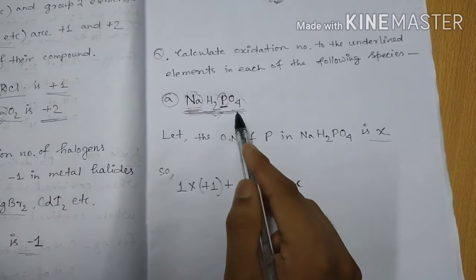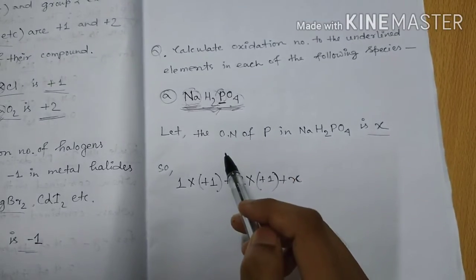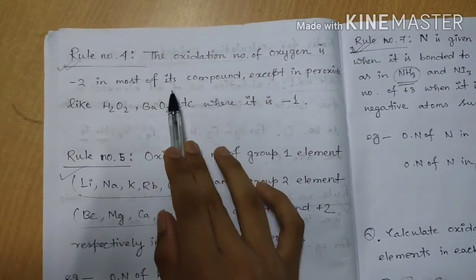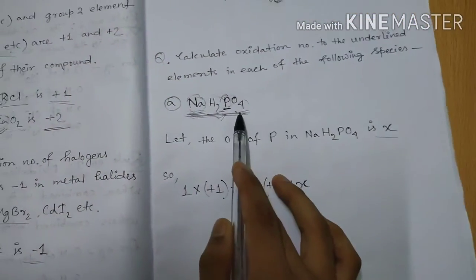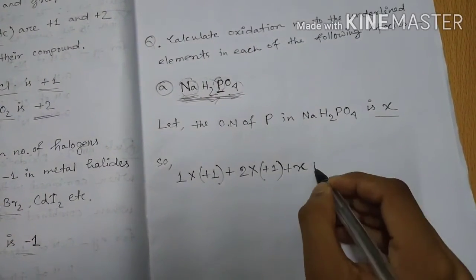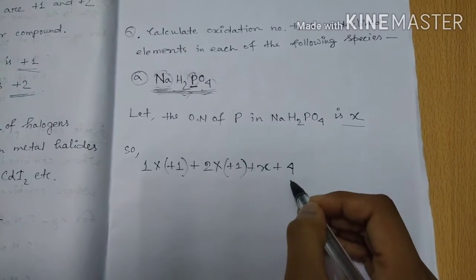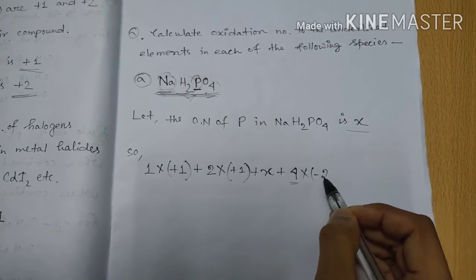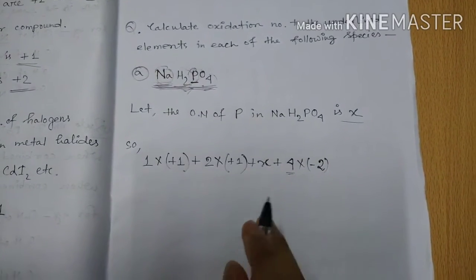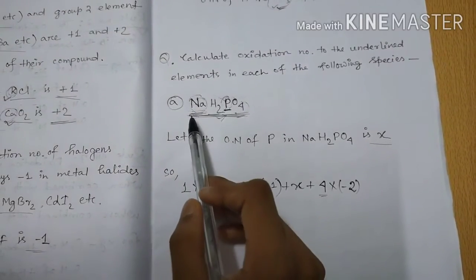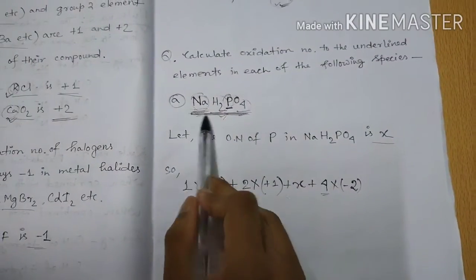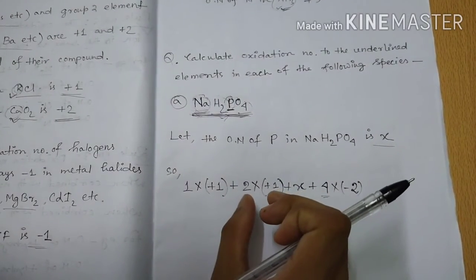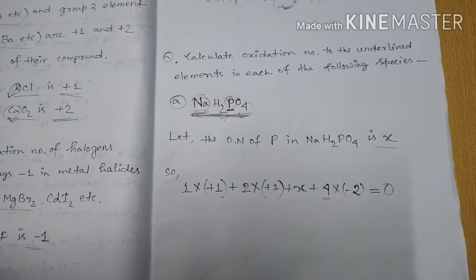Here the oxidation number of oxygen is -2 according to rule number 4. The oxidation number of oxygen is -2 in most of its compounds, so in this molecule it will be -2. Plus 4, because 4 oxygen atoms are present, so we write 4 multiplied by -2, as the oxidation number of each oxygen atom is -2. The sum of the oxidation numbers of all these atoms in this molecule is equal to 0.